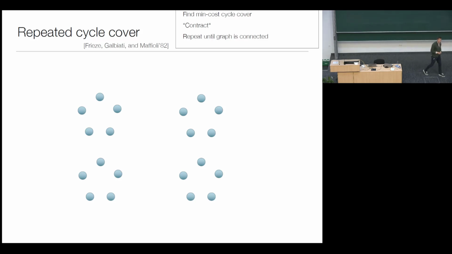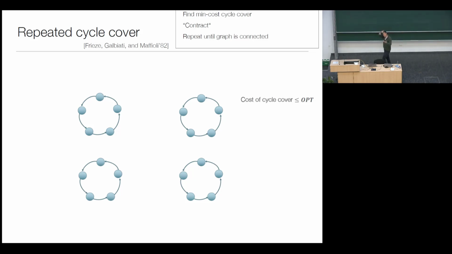So the way that algorithm works is to find a min cost cycle cover. It is called a cycle cover. It's a bunch of cycles of minimum cost. This has cost at most the cost of a tour, right? Because a tour is a special case of a cycle cover where we have one giant cycle after shortcutting. So this has cost at most opt.